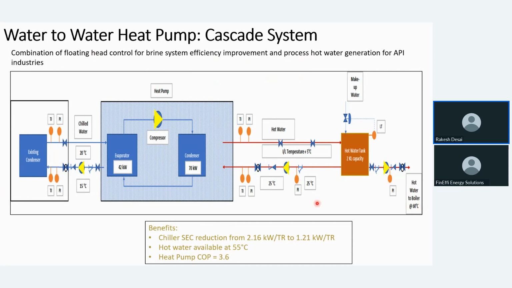Now the benefit is that chiller specific power consumption reduced from 2.16 kW per TR to 1.21 kW per TR. Hot water was available at 55 to 60 degree centigrade, and heat pump COP was 3.6. So this is also one of the ways to utilize the heat pump in the factory.